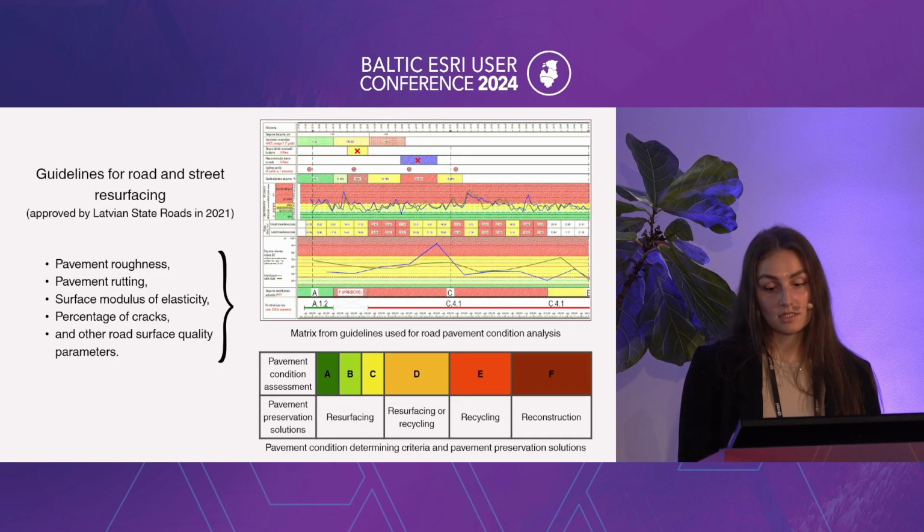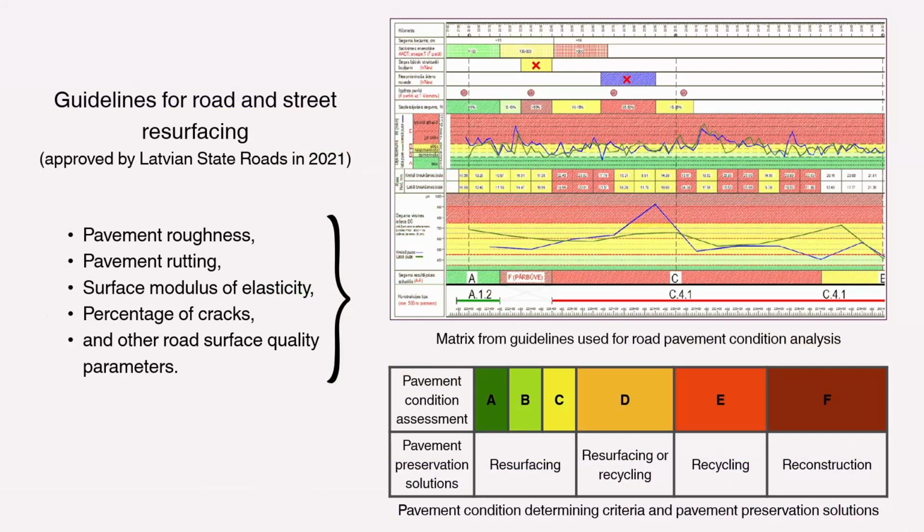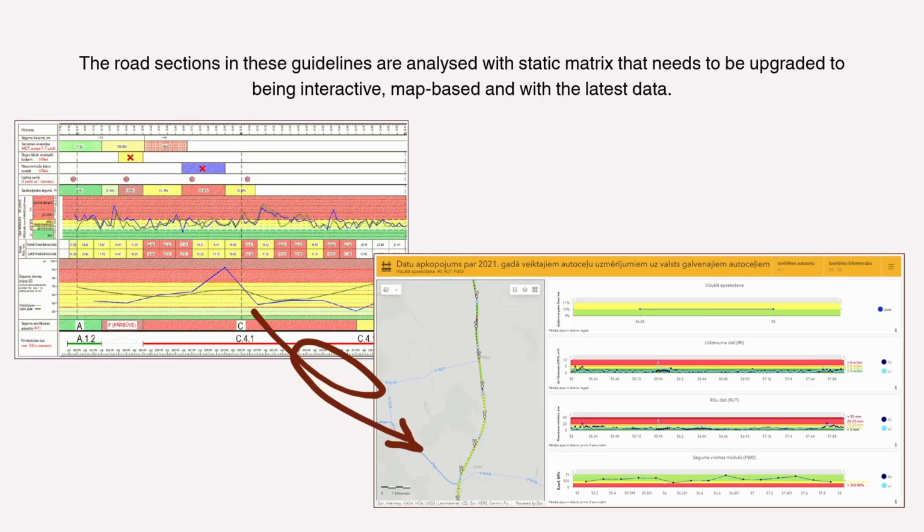And to ensure a consistent pavement assessment, the guidelines for roads and streets resurfacing are used, in which 4 sets of data: pavement roughness, rutting, surface modulus of elasticity, and percentage of cracks play the most important role in determining the pavement condition. So the condition of a road section is based on the data set or criterion that indicates the lowest result. And road sections in these guidelines are analyzed with static metrics that need to be interactive, map-based, and always with the most recent data.